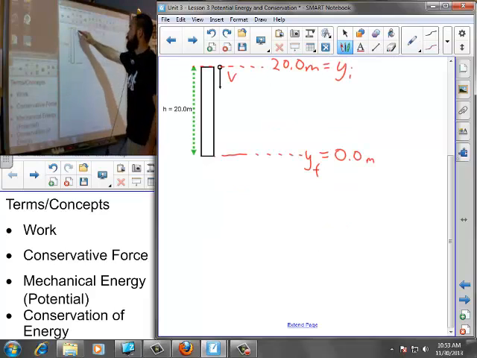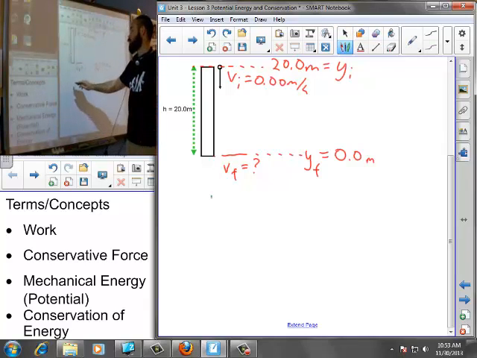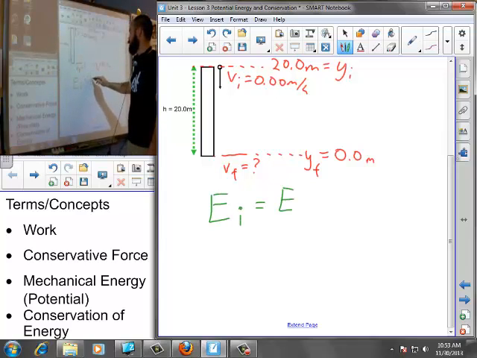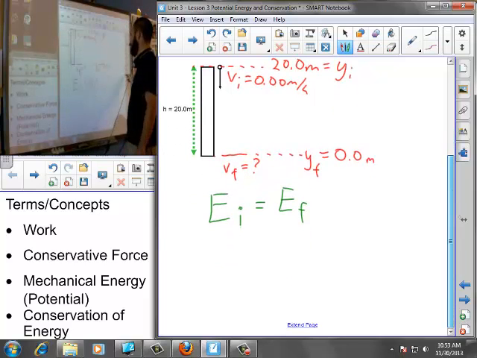It has no velocity at the start. We'll assume it was dropped from rest. And I don't know its velocity at the end. Now we start thinking about, well, if we ignore air resistance, we can assume energy is conserved. So the energy at the start must be equal to the energy at the end. So what types of energy does it have at the start? It clearly has potential energy due to gravity.